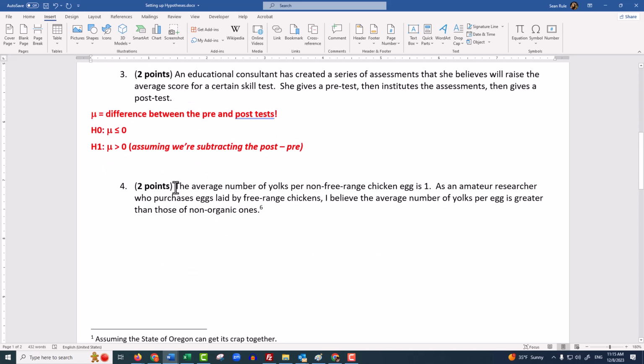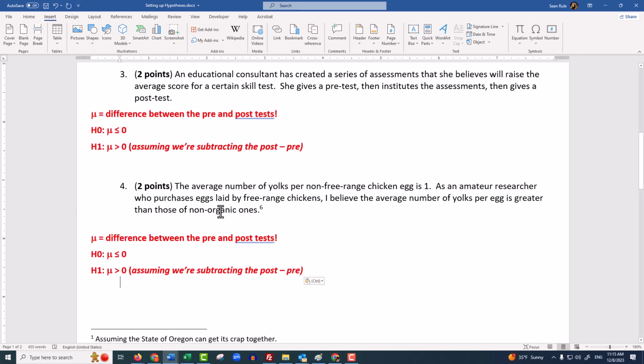The average, this is a fun question. I actually thought about this while I was making breakfast last week. The average number of yolks per non-free-range chicken egg is 1, 1 egg, 1 bird. As an amateur researcher who purchases eggs laid by free-range chickens, I believe the average number of yolks per egg is greater than those by non-organic, non-free-range ones. All right, so I'm going to change that to non-free-range, which hopefully was understood. So the mu we're interested in is studying the free-range chicken yolk numbers.